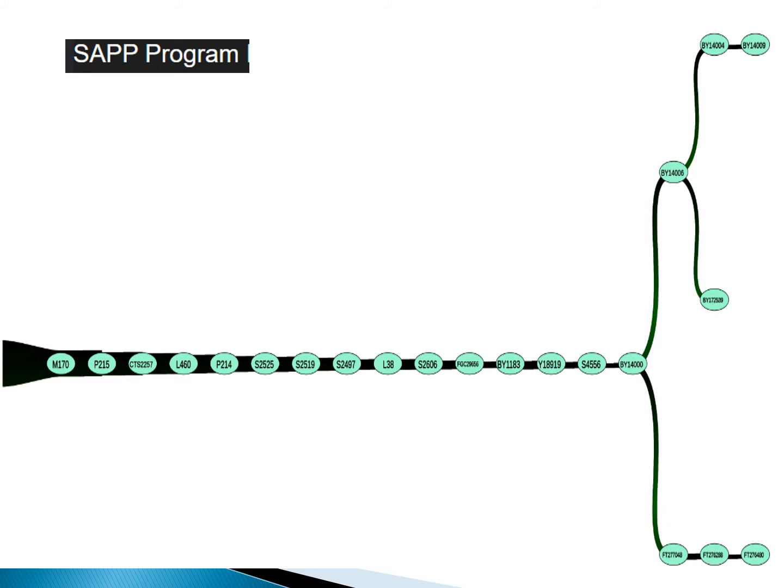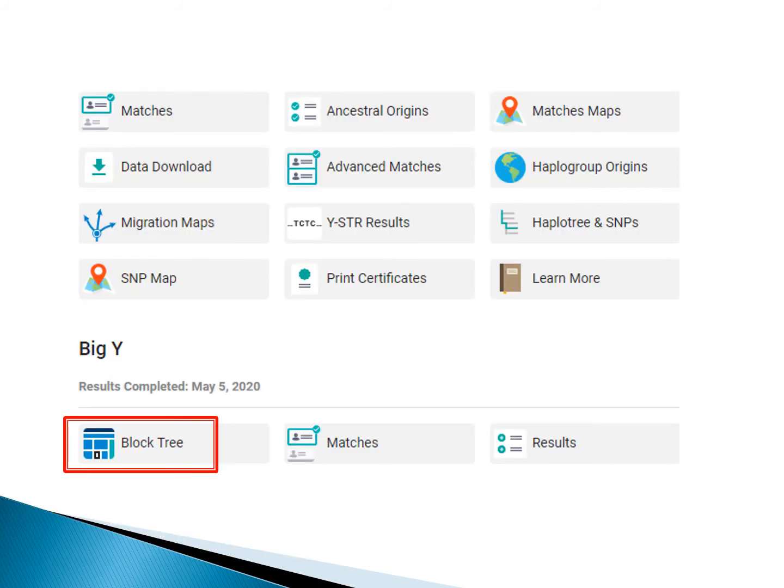This is another possible output from David Vance's SAP program. For those who have done the Big Y 700 test, when you log on to your account, you will see the Y-DNA dashboard with a number of report options. We will look at a couple of them to see what information they will provide. Under Big Y, we are going to click on Block Tree.